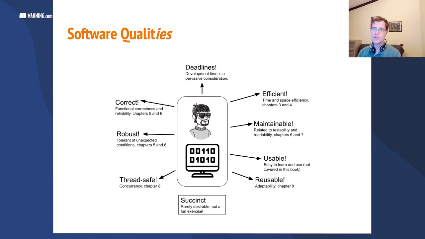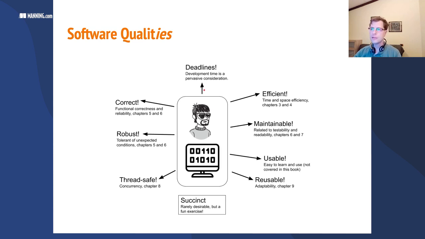Most of these qualities, as you can see from this slide, are commonly referred to as non-functional requirements. So you have efficiency that can be expressed in terms of time and space. And by space, I mean memory, of course. You have maintainability, usability, reusability, thread safety, robustness, correctness, and others. And these can all be seen as different forces that act on the programmer, pushing the programmer and the code in different directions. And of course, the poor working programmer also has to deal with deadlines.